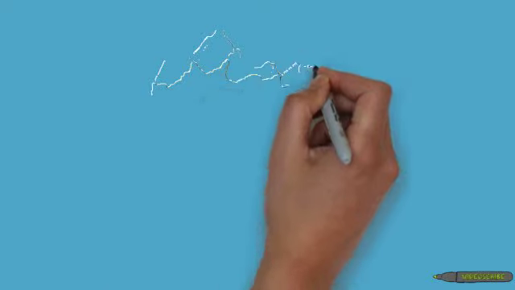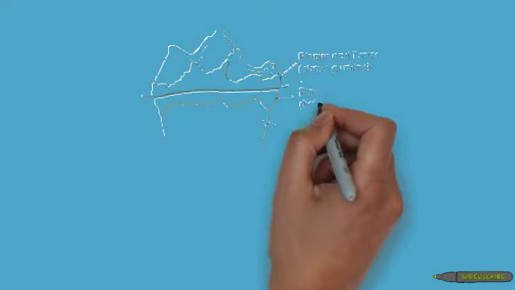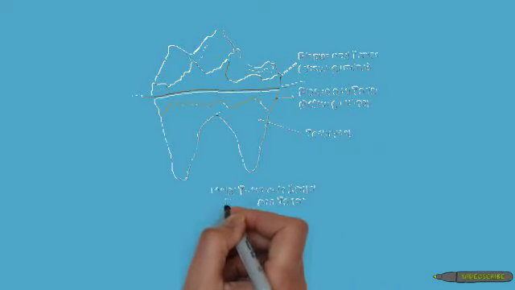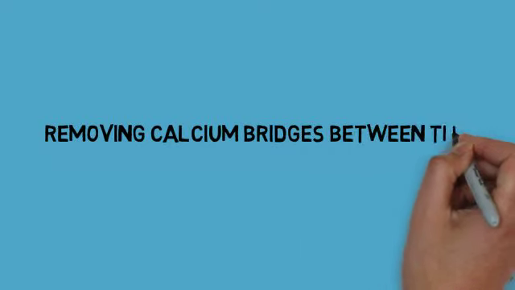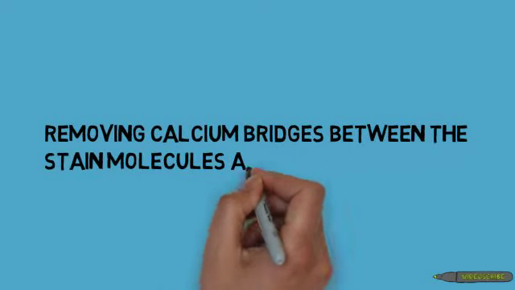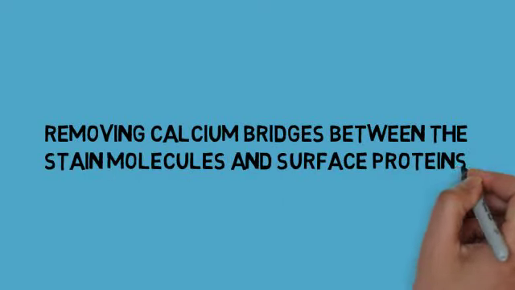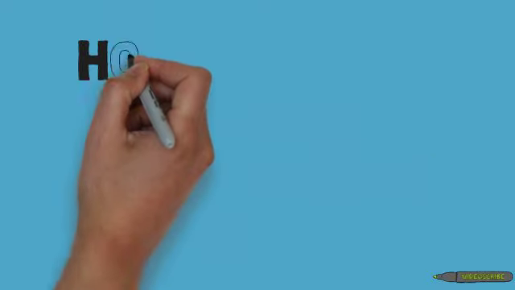Abrasives also slow the growth of hard deposits of mineralized plaque. Also, abrasives break down the stain matrix. It does this by removing calcium bridges between the stain molecules and surface proteins on the teeth, making the stain easier to remove. These mild abrasives contribute a lot to how whitening toothpaste works.